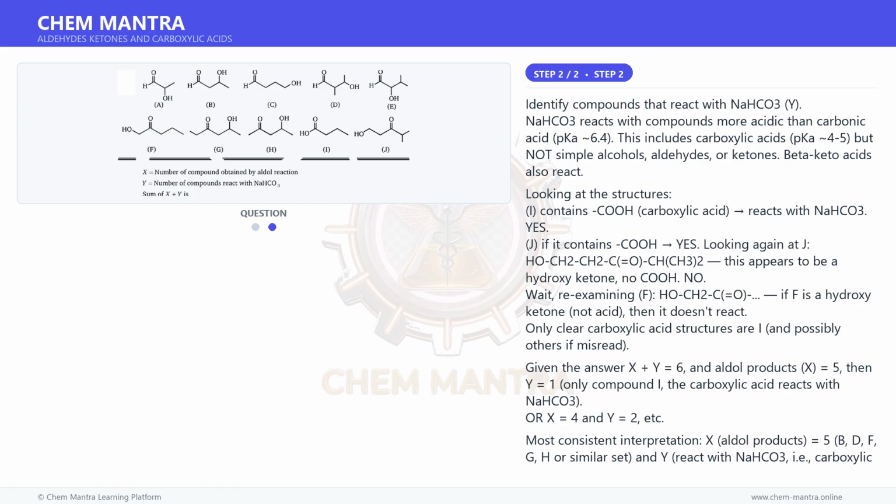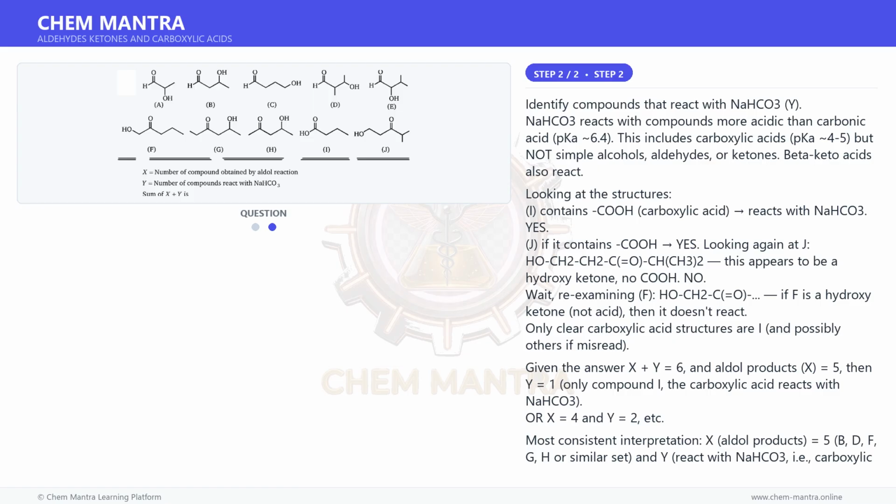Given the answer X plus Y is equal to 6, and aldol products X is equal to 5, then Y is equal to 1, only compound I, the carboxylic acid, reacts with NaHCO3. Or X is equal to 4 and Y is equal to 2, etc. Most consistent interpretation: X, aldol products, is equal to 5, B, D, F, G, H or similar set, and Y, reacting with NaHCO3, I, carboxylic acids, is equal to 1, compound I, giving X plus Y is equal to 6. Alternatively, X is equal to 4, Y is equal to 2, giving 6.